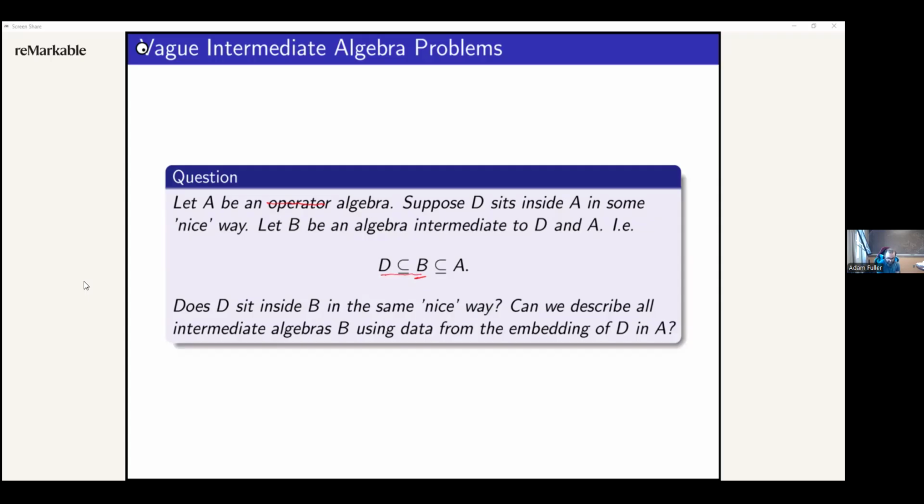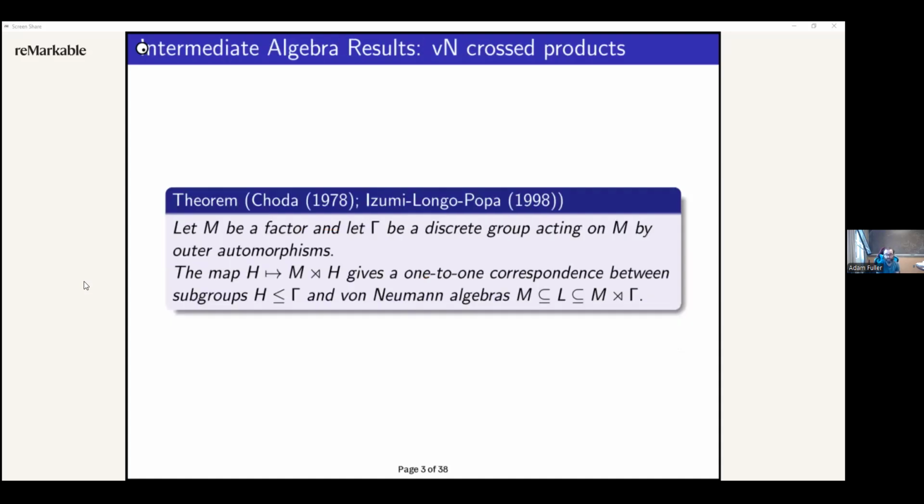And in particular, if the inclusion of D inside A comes with some other data, does that data describe how D sits inside B? Yeah, that's very vague. Let me give examples of this and how this works.